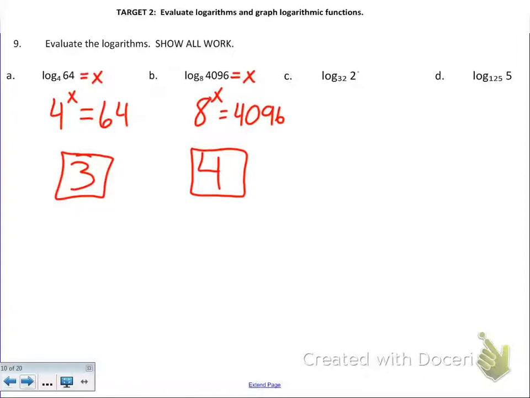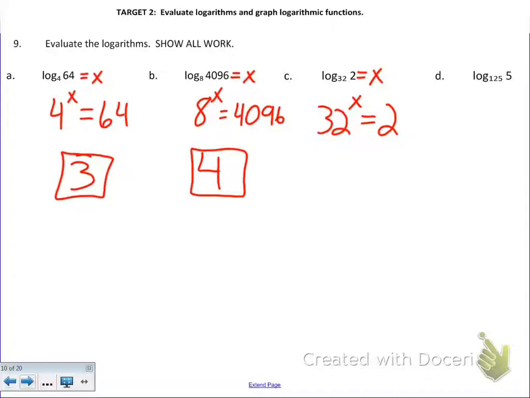Next one. Set it equal to x. We have 32 to the x power equals 2. So this time we went from 32, which is a bigger number, down to 2, which is a much smaller number than 32. This tells us something. What does it tell us? It tells us that we're not squaring or cubing or fourth powering anything. We have to root it to get our answer. So that means our exponent is going to be a fraction.